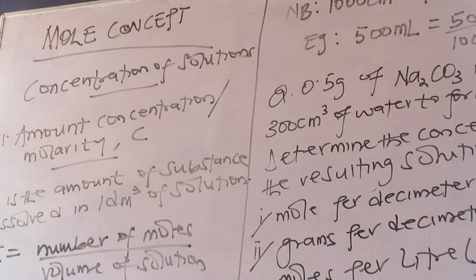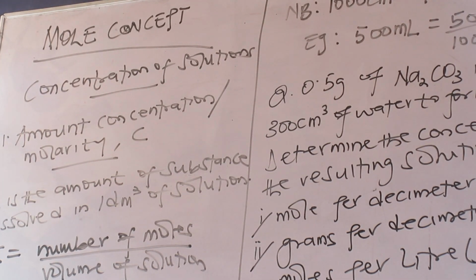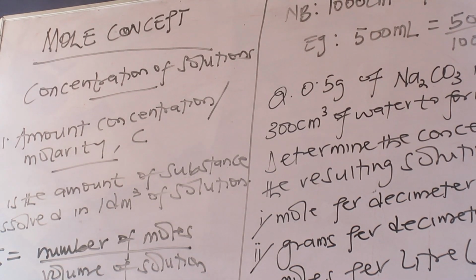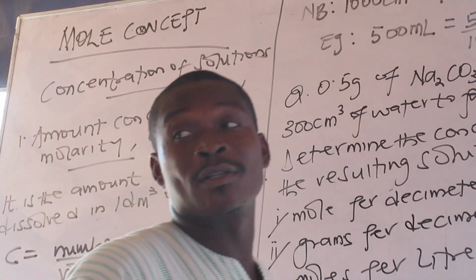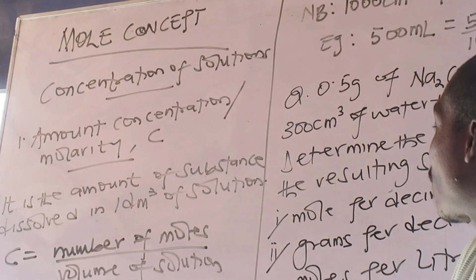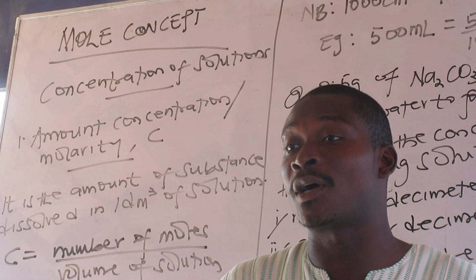So we are on concentration of solutions. Now a solution is a homogeneous mixture of what? A solute and a solvent. So when I put sugar in water, sugar is the solute and water is the solvent, right? I form what we call a sugar solution.